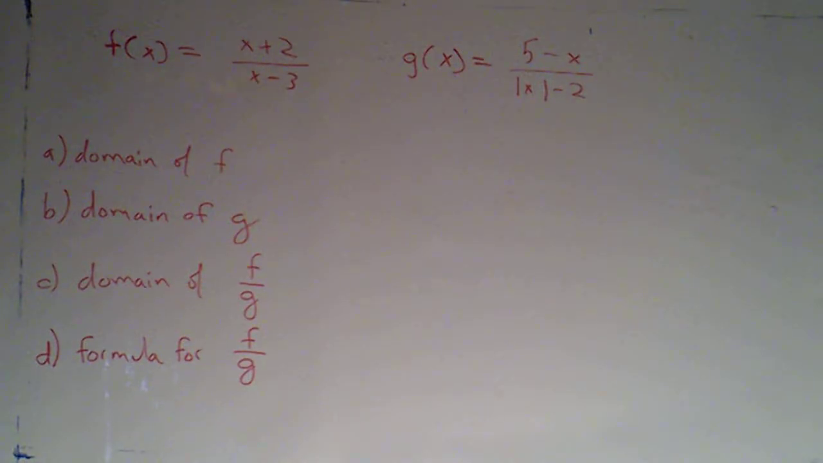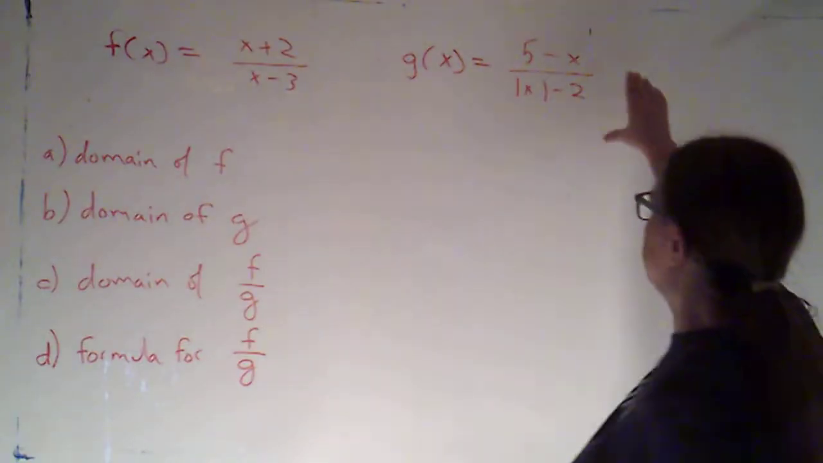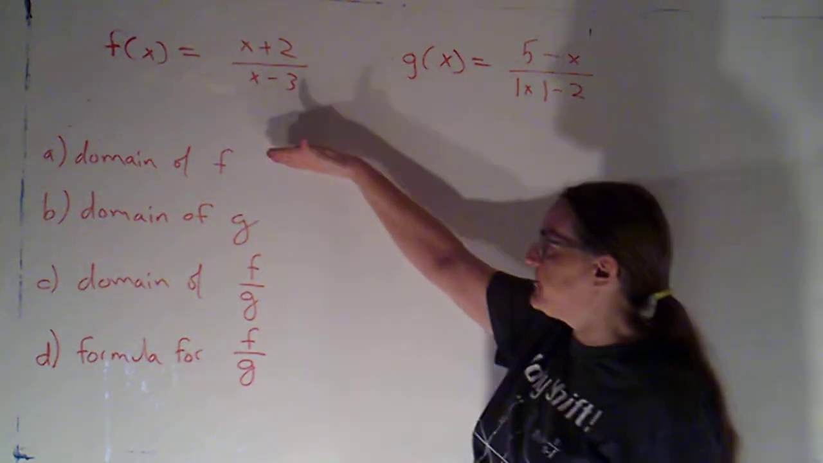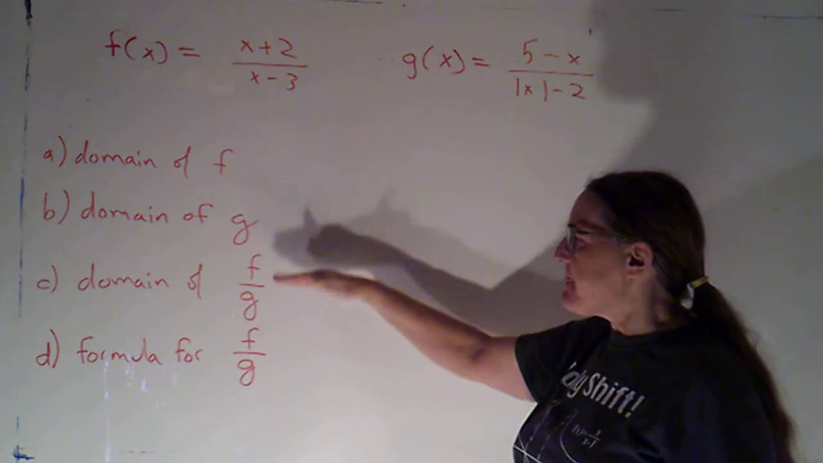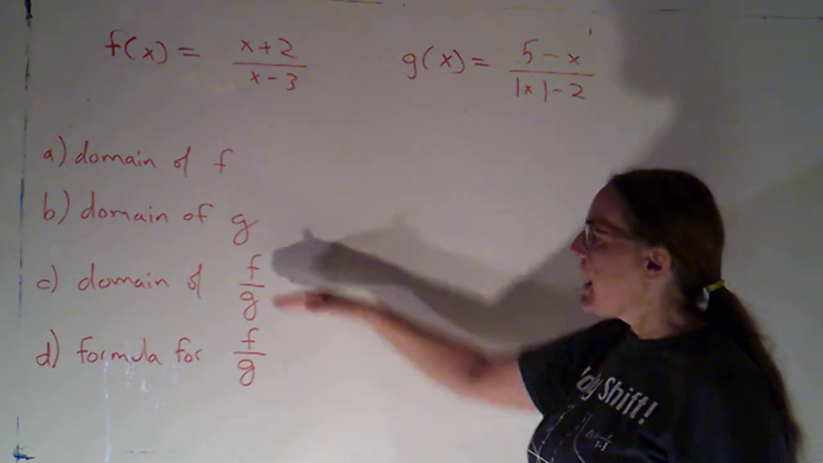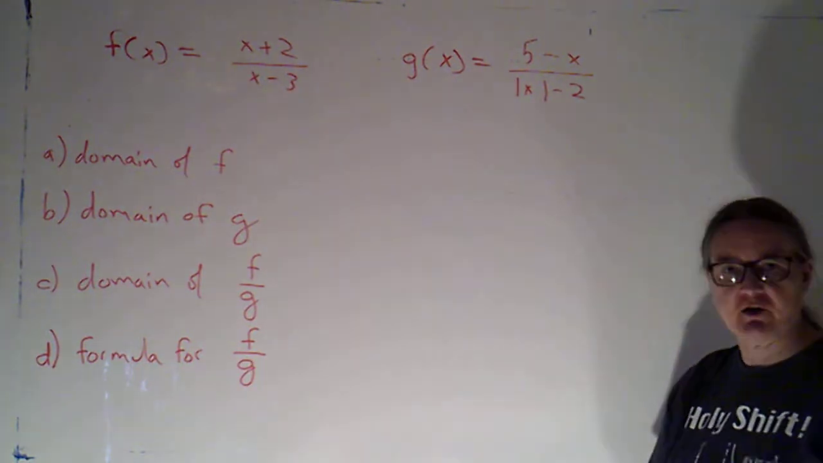I've got two new functions on the board, f of x and g of x here. And I'm going to do the following things. I'm going to find the domains of both f and g. Then I'm going to talk about the domain of f divided by g. And then I'm going to find a formula for that quotient function.